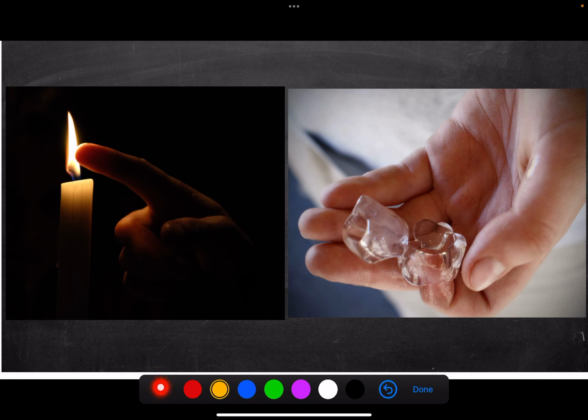So again, if I had to show you that energy transfer, the thermal energy from the flame will be transferred into your finger because your finger has less thermal energy than what the flame is generating. And in terms of ice, the thermal energy from your hand will be transferred into the ice because the ice has less thermal energy than your hand, causing your hand to feel colder. That's because the thermal energy that was in your hand is being transferred into the ice, causing the ice to warm up and then melt back into a liquid state.